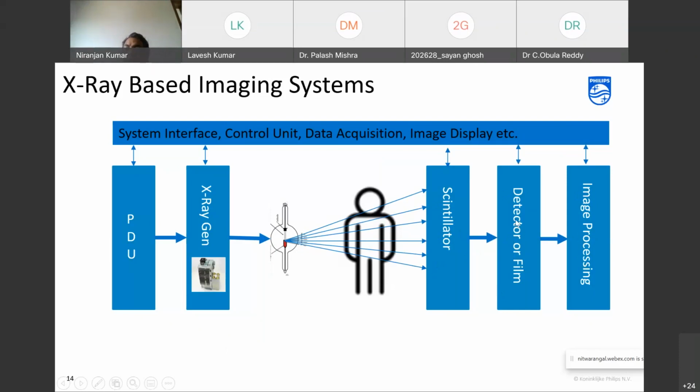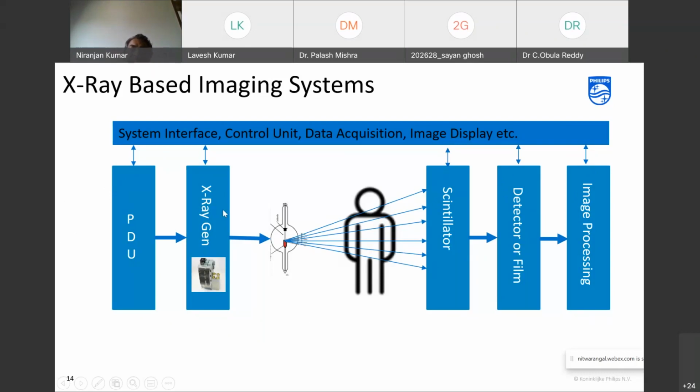For example, in typical X-ray, we stop here, but in image CT or other things, we will go to the imaging process. But before that, you have a PDU, power distribution unit, which takes the power from the mains or from any other source, and then gives it to the X-ray generator.